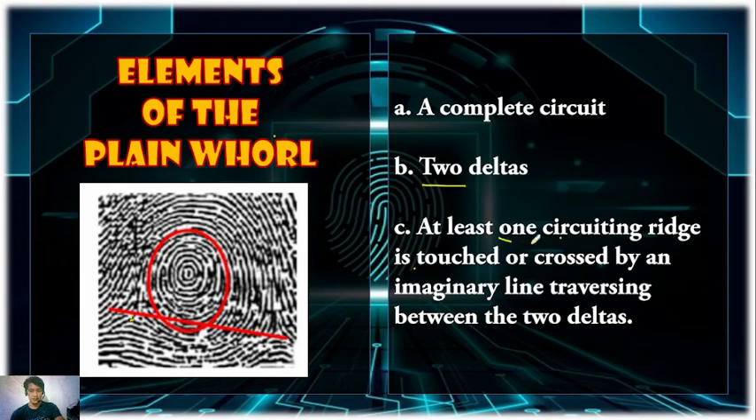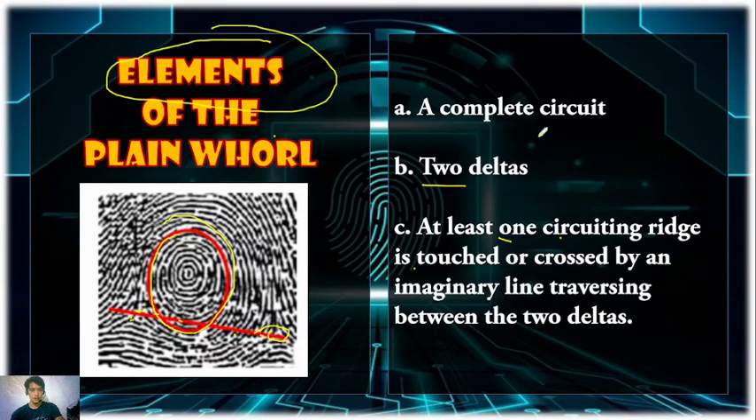Sabi dyan, at least isang circuiting ridge. So we have here one circuiting ridge, or this is the outermost circuiting ridge. And then at least isang circuiting ridge should touch the imaginary line. So nandito yung left delta natin, and then nandito naman yung right delta natin. So with that, we can say that that is a plane whirl. Take note of the elements.